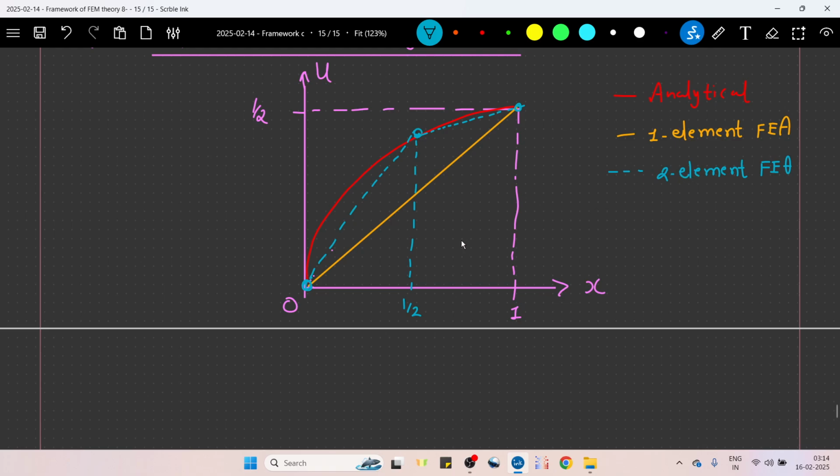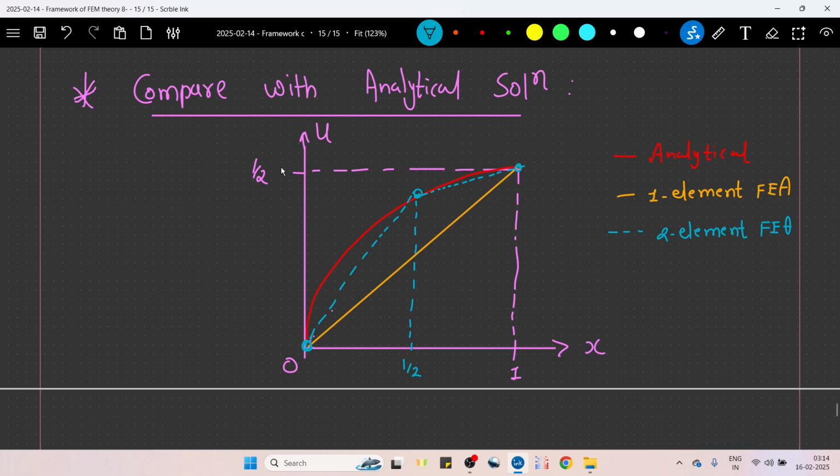Now we'll discuss some observations here. This is the analytical solution, which is the exact solution. If we discretize the domain with one element, yellow color, we get the solution at the corner nodes exactly. Further, if we take two element discretization, that is, we discretize the rod into two elements, which means three nodes, all the nodal solutions we get as the exact solution.